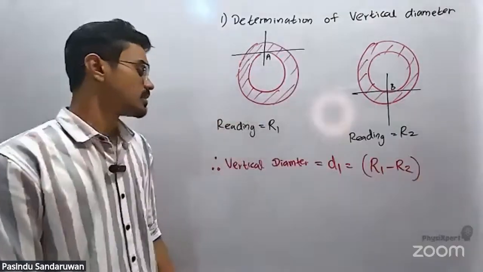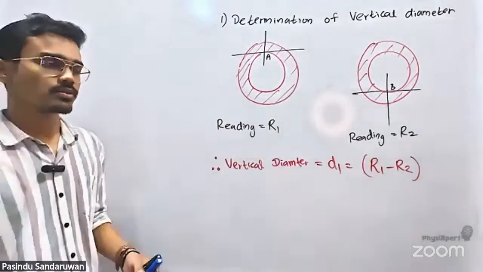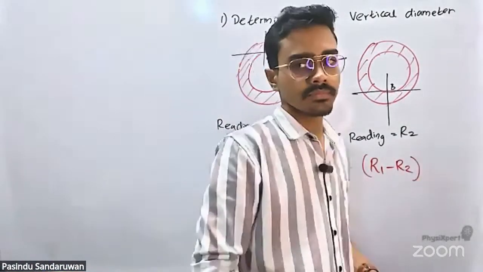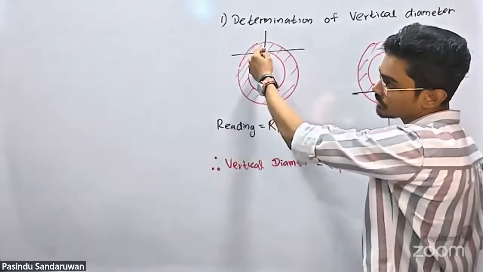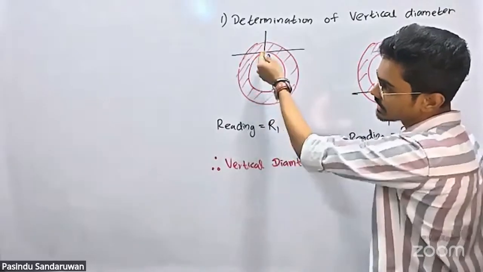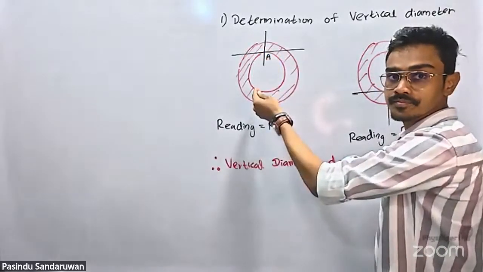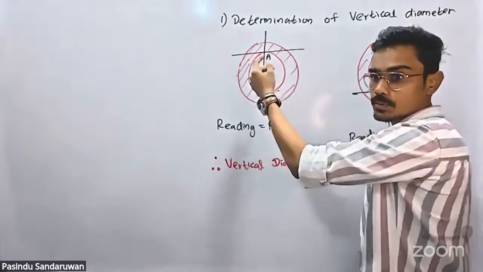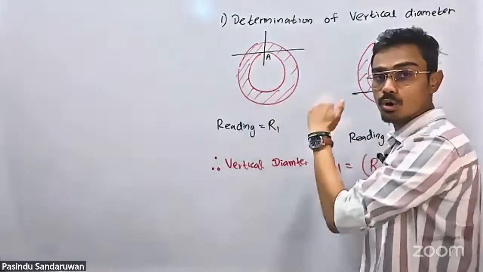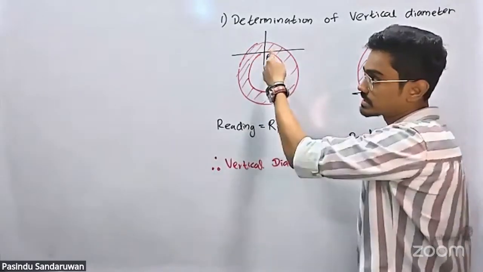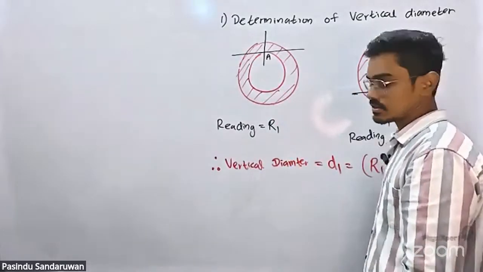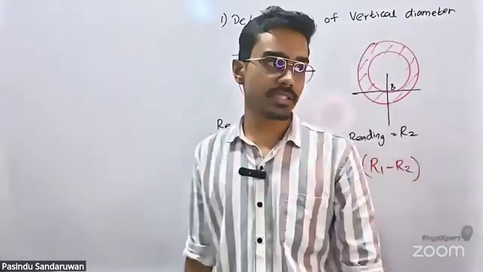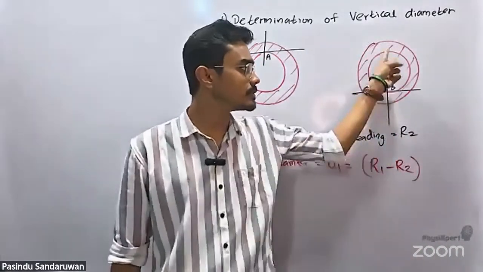Vertical diameter equals R1 minus R2. Because when the traveling microscope moves from here to here, it moves vertically, exactly from point A to point B. Point A is the topmost point of the rubber tube and point B is the lowermost point of the rubber tube. So the distance between point A and point B has to be the vertical diameter. That is the idea. So if you take the difference of readings, you will get this value.